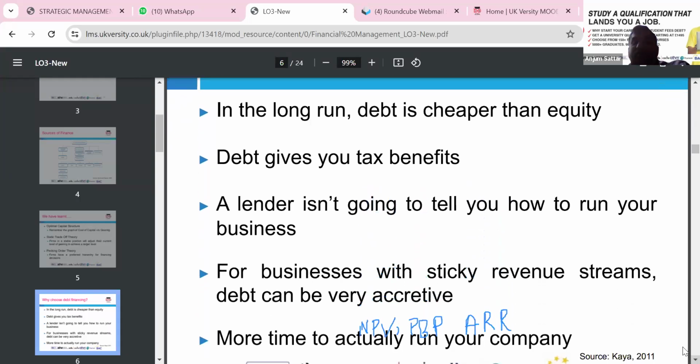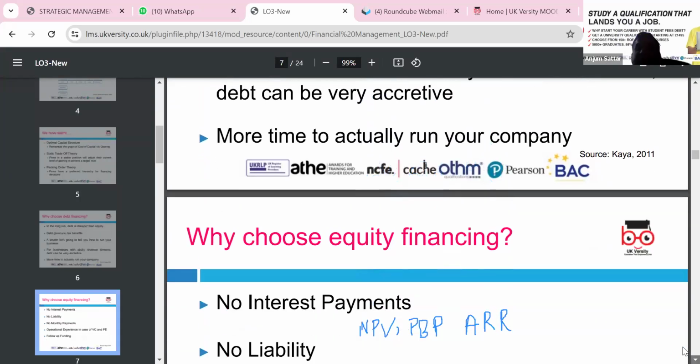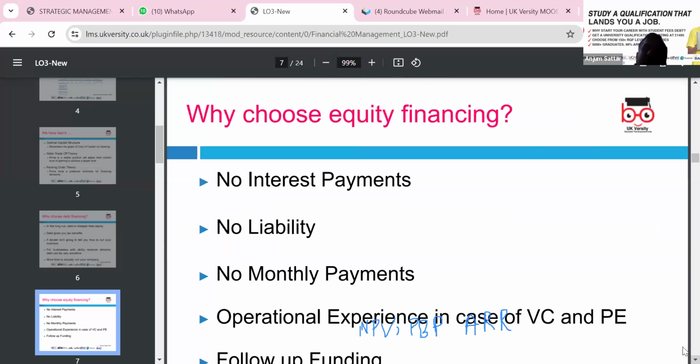The lender is not really going to tell you how to run your business. You have to run it yourself. Look around at different streams of revenue we can generate. That's why we say don't put all your eggs in one basket. Look at the various options to maximize your return. We need more time to actually run the company, and we need to take a steady perspective, not a short-term perspective. We mean the long term.